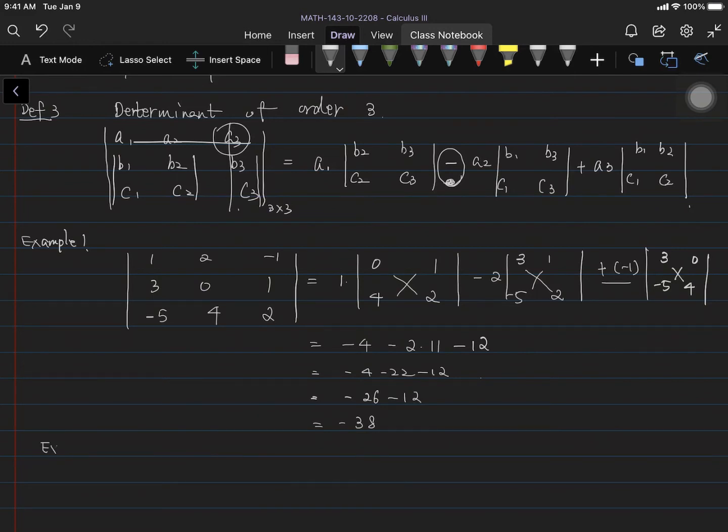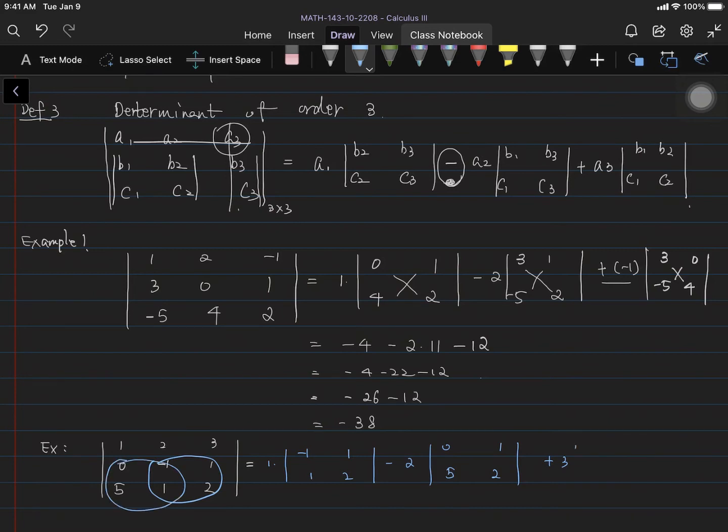Now let's try another one. So 1, 2, 3, 0, negative 1, 1, 5, 1, 2. The first step is to set up the other two determinants. So it should be 1 times negative 1, 1, 1, 2, and then minus 2 times 0, 1, 5, 2, and then plus 3 times 0, negative 1, 5, 1.